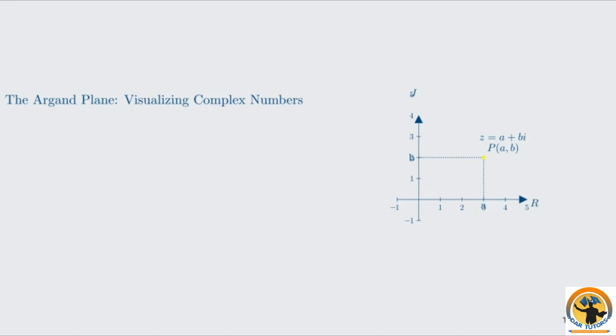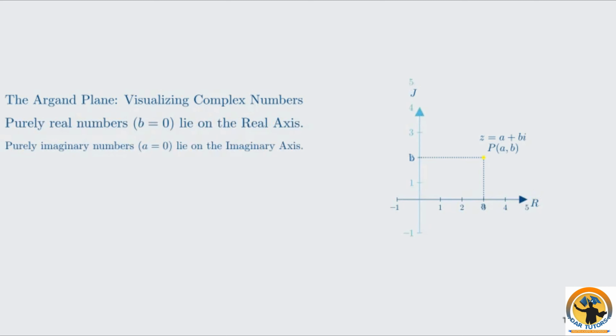To plot the number a plus bi, we find the real part a on the real axis and the imaginary part b on the imaginary axis, and that is our point. Every real number a has an imaginary part of 0, so all real numbers lie on the real axis. Every purely imaginary number bi has a real part of 0, so all purely imaginary numbers lie on the imaginary axis. The origin, (0, 0), represents the number 0.